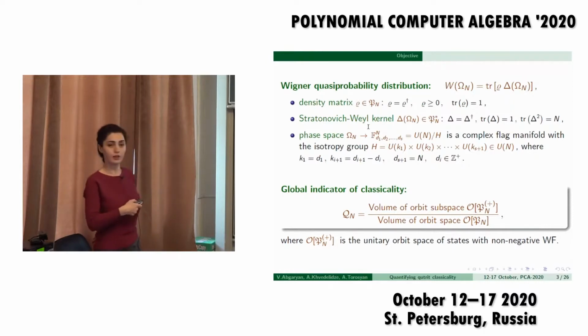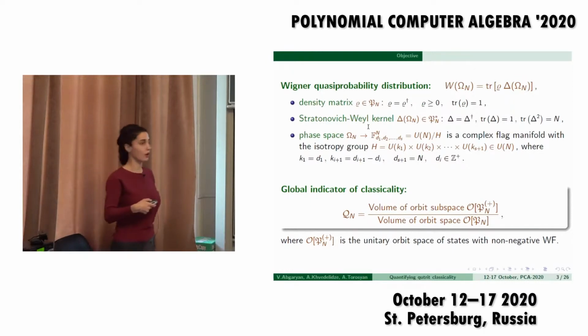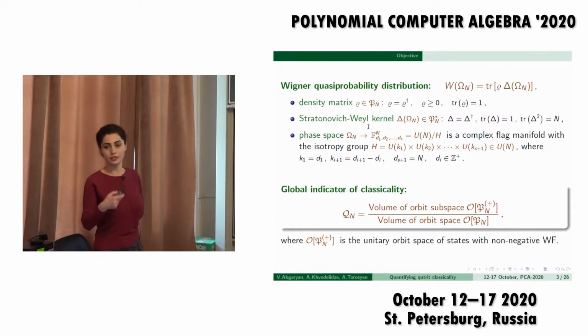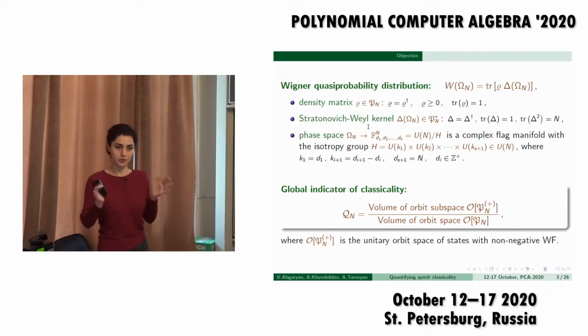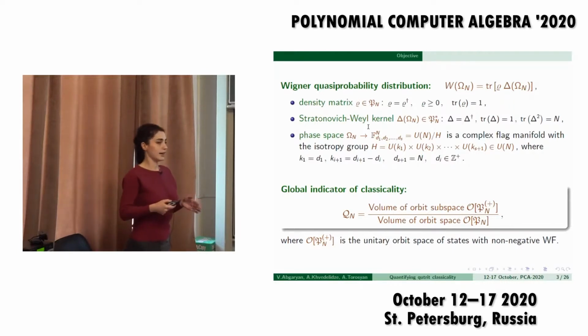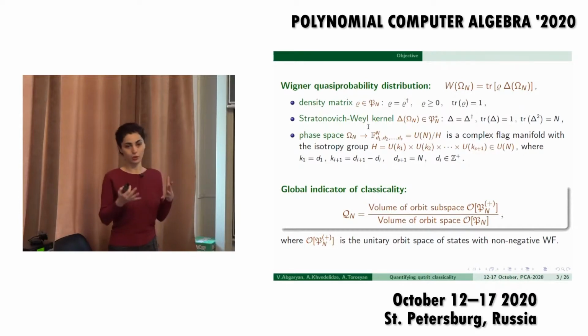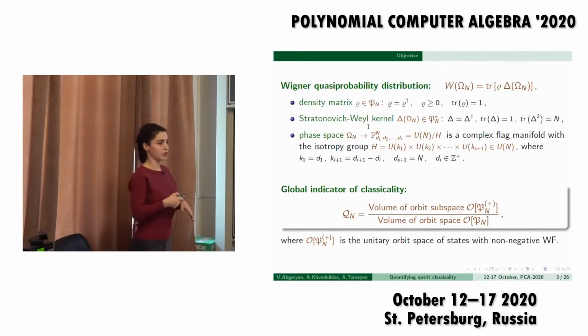It's the ratio of the volume of orbit subspace of the states with non-negative Wigner function to the volume of the whole orbit space. So we have the Wigner function. We want to know where it takes negative values, or vice versa, where it is strictly positive. And then we calculate the volume of that domain, of that area. But to calculate the volume, you have to have a metric.